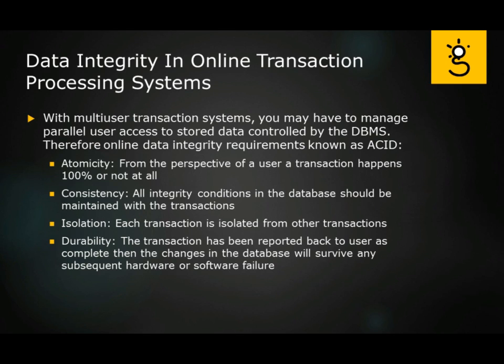Durability is the D, and that means that once the transaction has been reported back to the user as complete, any change in the database will survive any subsequent hardware or software failures. That's an important process. If a transaction happens, there is a guarantee that if immediately after it was finished, as soon as we said that is 100% done, the hard drive crashes, that information should be retrievable. At least we're going to hope it's going to be retrievable.